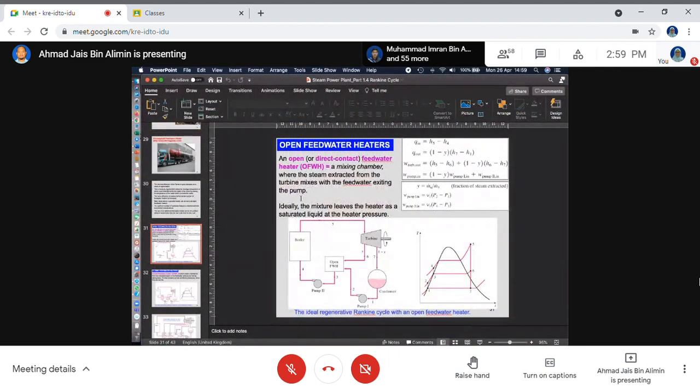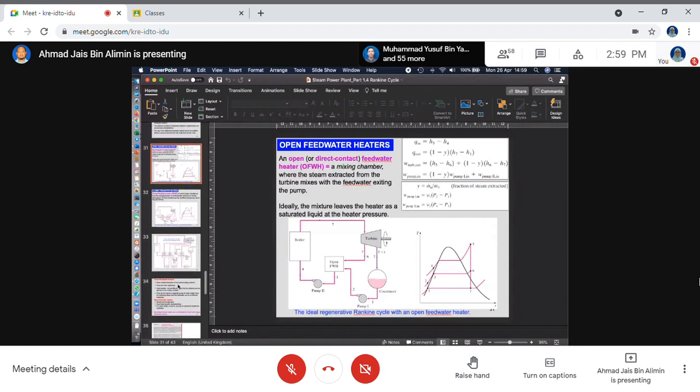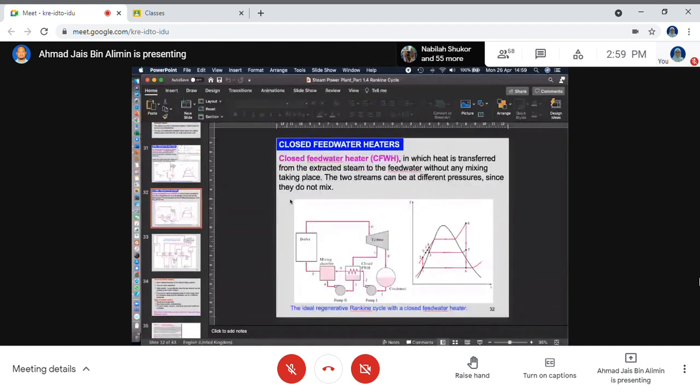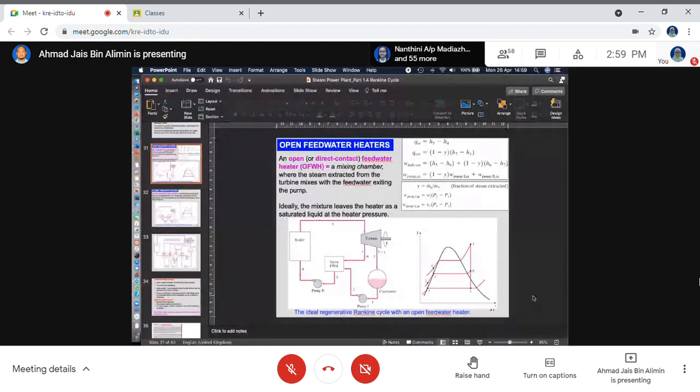Okay, open feed water heaters. Usually going to be asked the definition, so you define lah. Open feed water, using the mixing chamber, so everything is mixed together. And then the other type of it is the closed feed water, where the steam and the feed water is not in contact. And then when you do the sketch for the Rankine system with the feed water, your journey of sketching is based on what is happening to the steam.